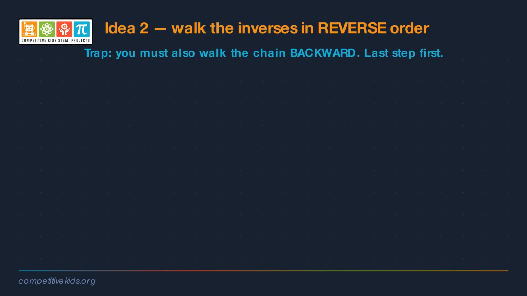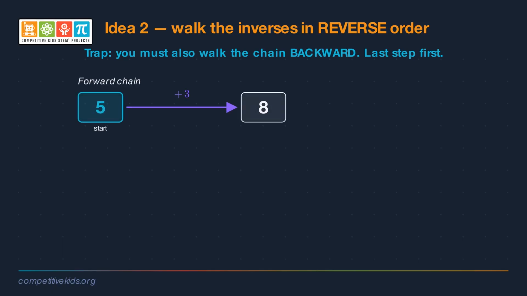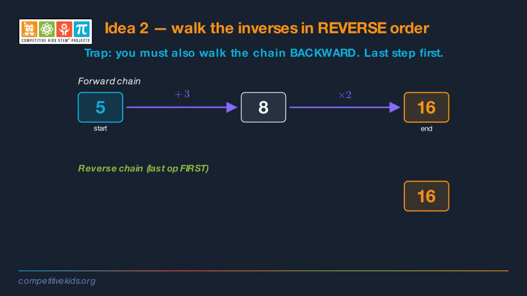Here is the trap. You do not just invert the operations. You also walk the chain backward, the last action you took. Undo it first. Look, start with 5, add 3, that gives 8, then multiply by 2. You end at 16. To return to the start, walk the reverse chain, last step first.